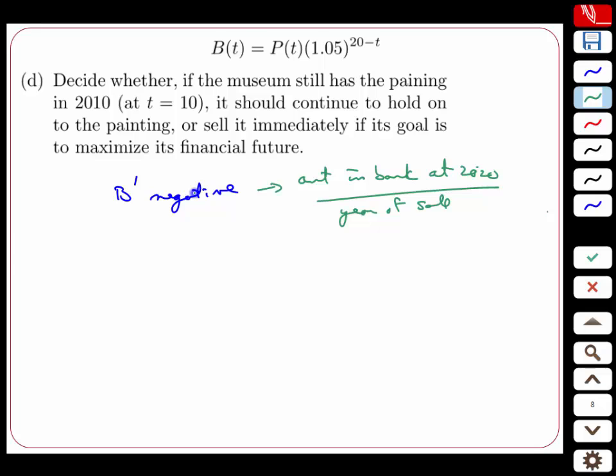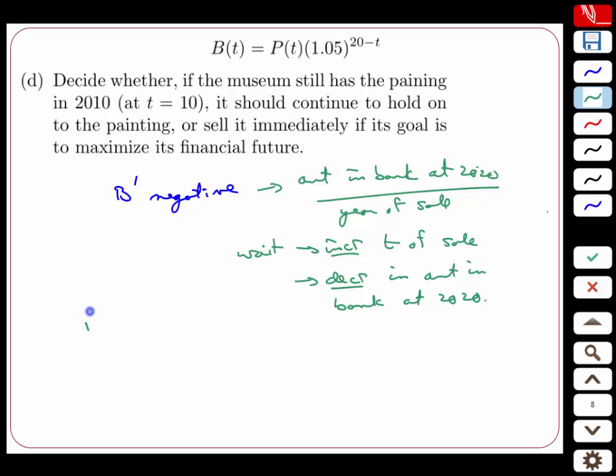As soon as this is negative, it means that if we wait, which means increasing the year of the sale, or t of the sale, it's going to result in a decrease in the amount in the bank. That's the amount in the bank at 2020. And so the museum should sell now. If they've already gotten to 2010 and they're in this scenario, if they wait longer, they're going to end up with less money at the end of our period than if they just sell right now.